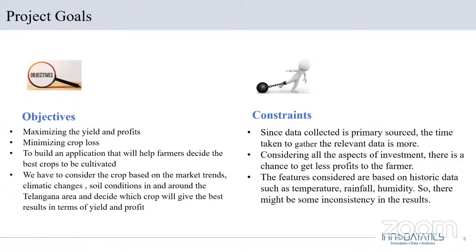With this in mind, we will look at our project objectives. It is to build an application that aims to maximize crop yield and profits, minimize crop loss, recommend optimum crops to be cultivated based on all these parameters, and help farmers make an informed decision before cultivation.